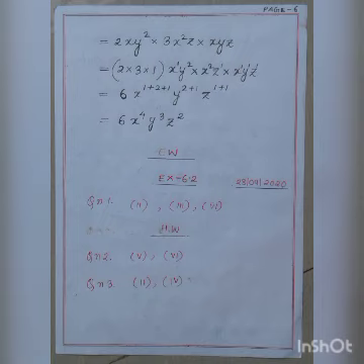Again separating the coefficients and the variables, 2 into 3 into 1, x to the power 1 y square into x square z to the power 1 into x to the power 1 y to the power 1 z to the power 1, equal to 6 x to the power 1 plus 2 plus 1, y to the power 2 plus 1, z to the power 1 plus 1, equal to 6x to the power 4 y to the power 3 z to the power 2.